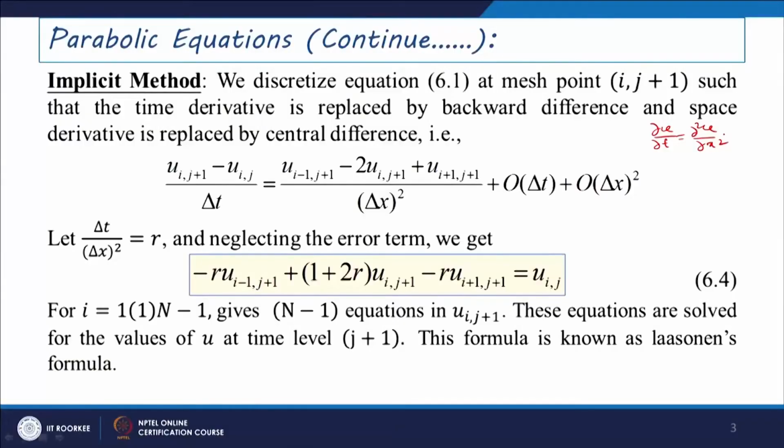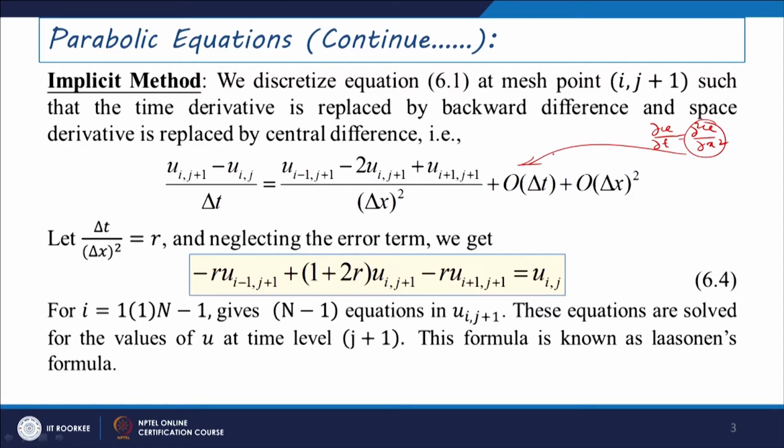So, if we take the time derivative by a backward difference formulation and the space derivative by a central difference approximation, then del u by del t can be represented as u i, j plus 1 minus u i j by del t. And for the discretization of del square u by del x square by the central difference approximation at the j plus 1 point, we get u i minus 1, j plus 1 minus 2 u i, j plus 1 plus u i plus 1, j plus 1 by del x square.